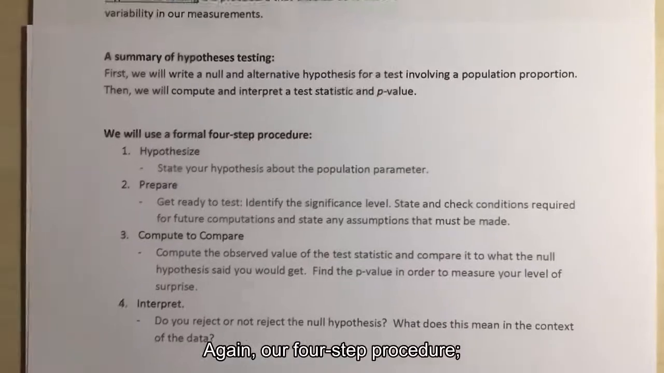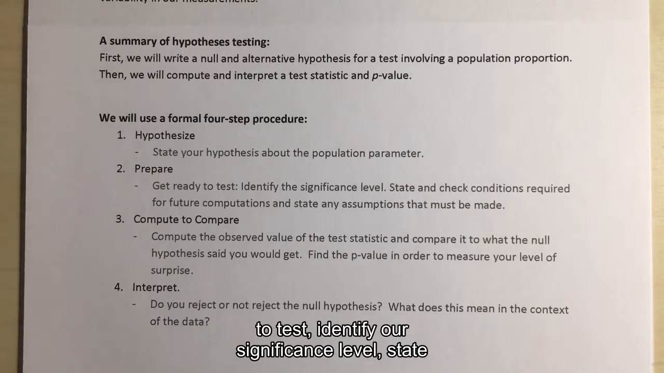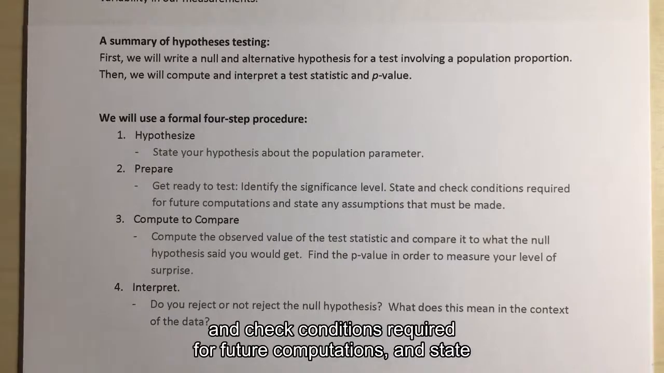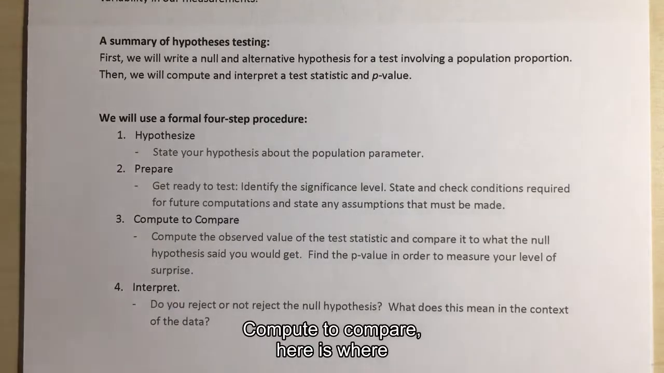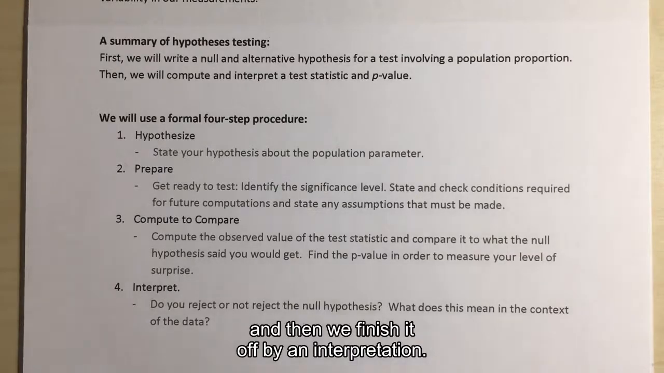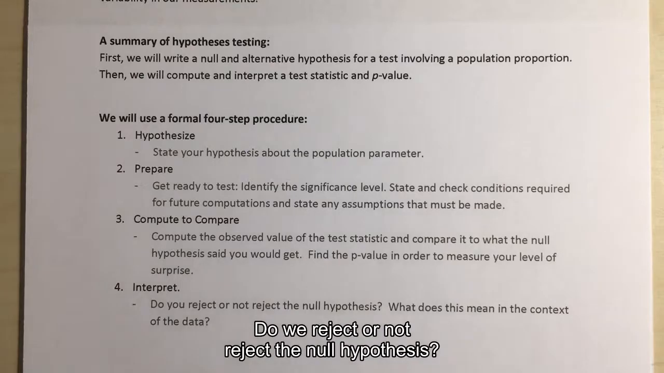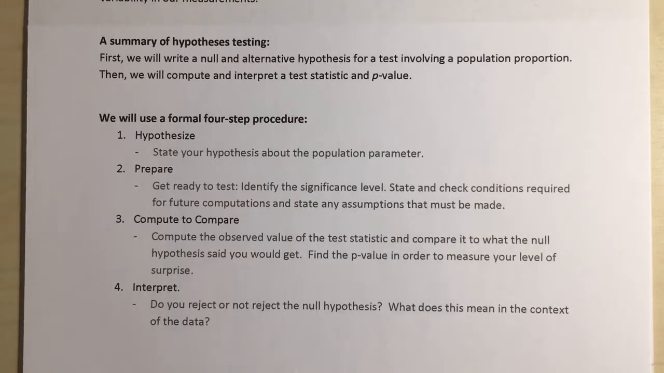So again, our four-step procedure: we hypothesize, we state our hypotheses. Prepare, get ready to test: identify our significance level, state and check conditions required for future computations, and state any assumptions that must be made. Compute to compare. Here's where we actually find our test statistic and our p-value, and then we finish it off by an interpretation. Do we reject or not reject the null hypothesis? What does that mean in context of the data?